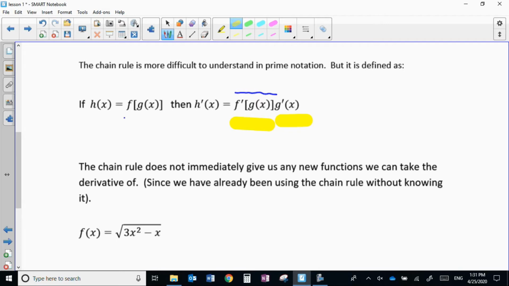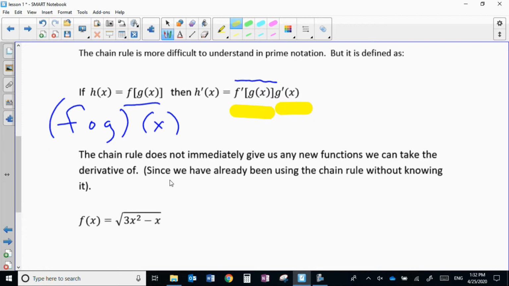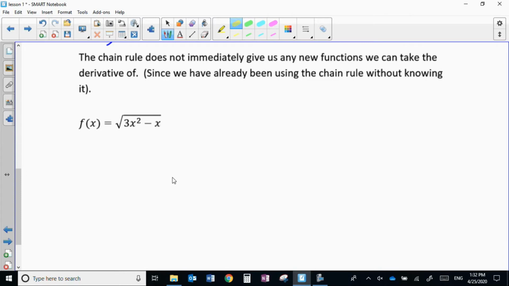By the way, f of g of x could also be written, remember that notation right there? f∘g of x, that's supposed to be a dot there, not the word fog. So the composite function f of g of x. Now, one thing that might be a little confusing is that the chain rule is not immediately giving us any new functions we can take the derivative of.